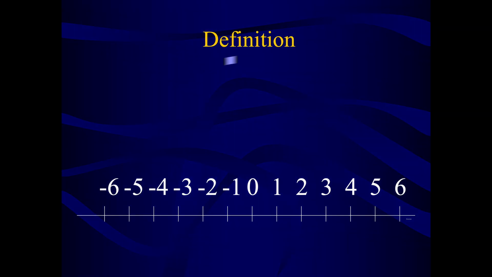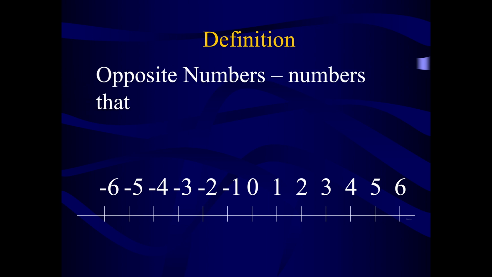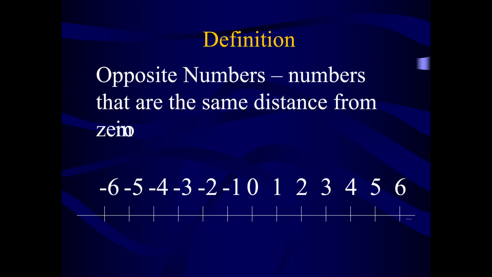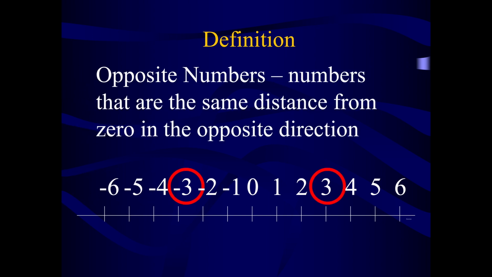Definition. Opposite numbers, numbers that are the same distance from 0 in the opposite direction. Here we have -3 and here we have +3. They're opposite numbers of each other. They are the same distance from 0 and they're in the opposite direction of each other. On the number line, you can see -3 is 3 spaces from 0. +3 is 3 spaces from 0 in the opposite direction.